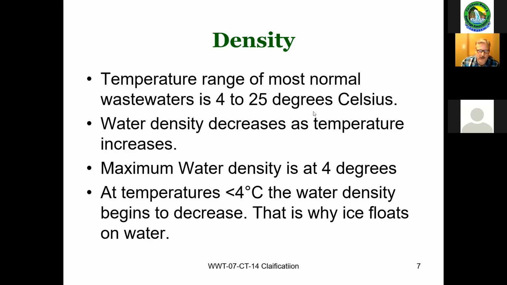We may put more primary clarifiers in service to handle what's coming in. Basically, as the water gets colder, you need more of whatever you're doing, whether it be primary clarification or biological reactors. You need more tankage and more microorganisms to do the same work that you could do with less tankage and fewer organisms, depending on the temperature.